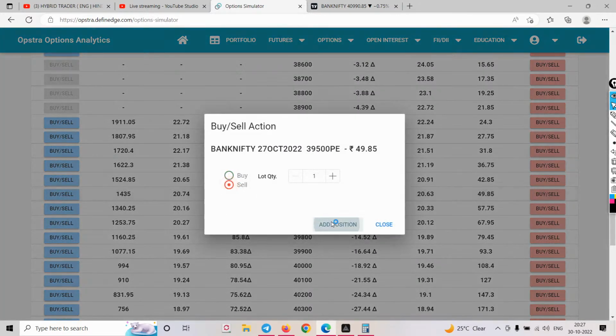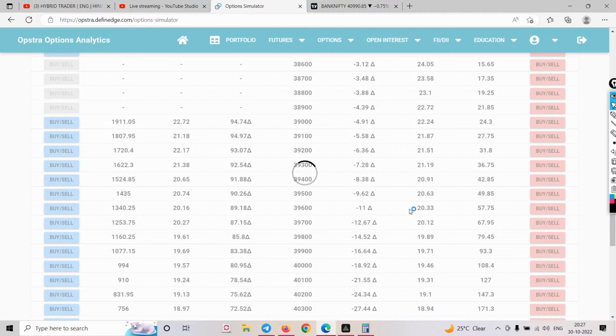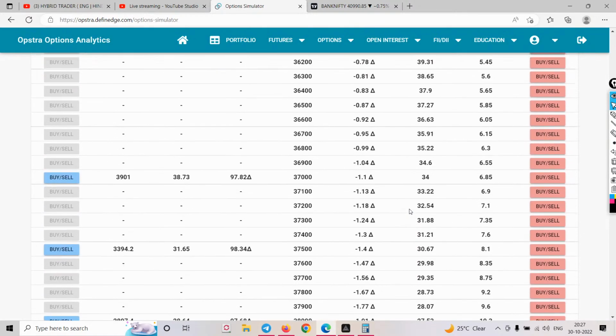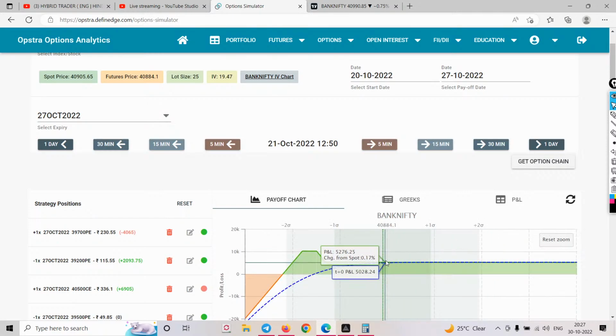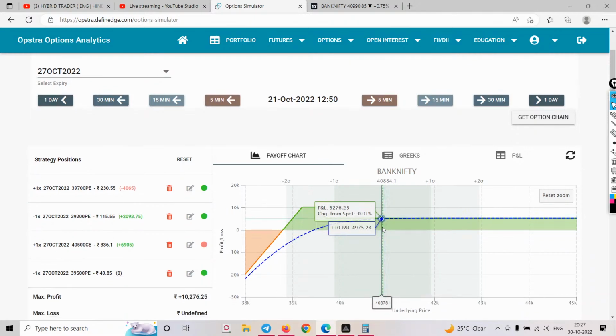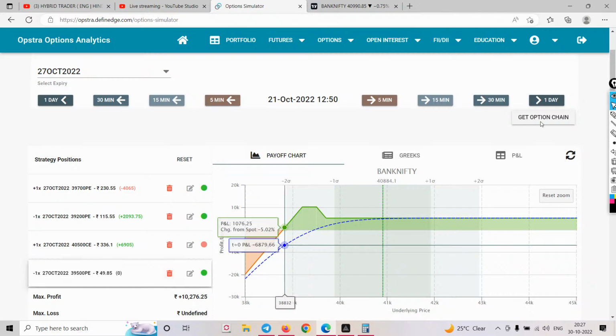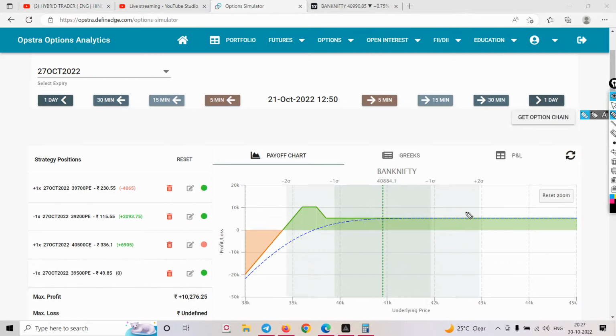If you have more capital, you can sell more also. I'm just showing you one template. This is how your payoff will look. The moment we sold, your profit has increased from 4,000 to 5,300 with just one adjustment. If you are very aggressive and want more profit on this side, you can go for a double lot.